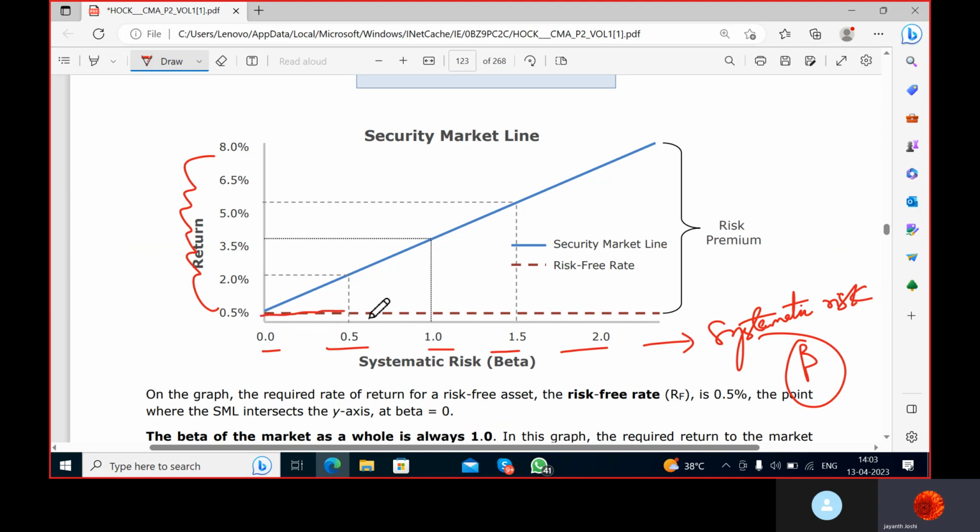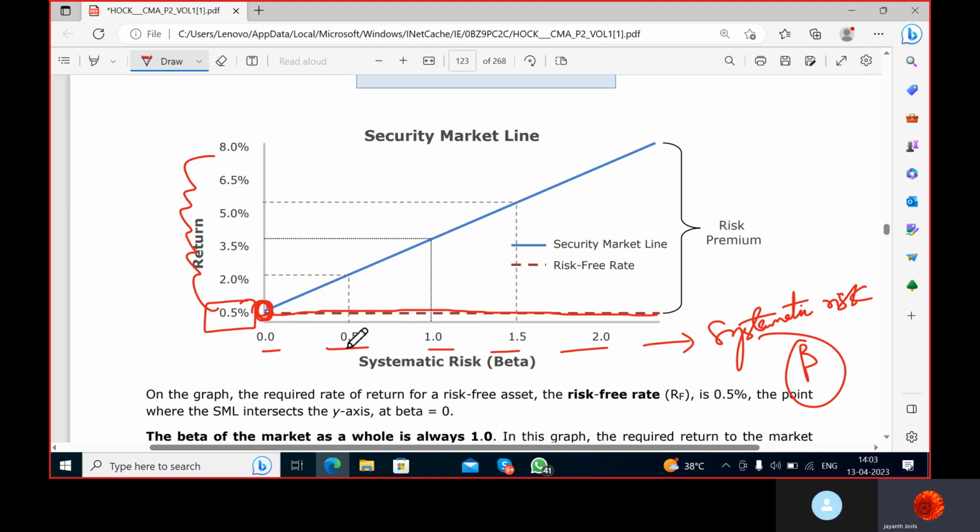This is called the risk-free rate. That means whatever the risk you take, this will not change. Why? Because whatever the case or condition is, this particular return, the risk-free rate, is constant. That means the treasury bond will give you only that 0.5% returns for whatever the case may be. So risk-free rate is always constant because there is no risk, but they are giving you some fixed returns. That's the reason why it is starting from 0.